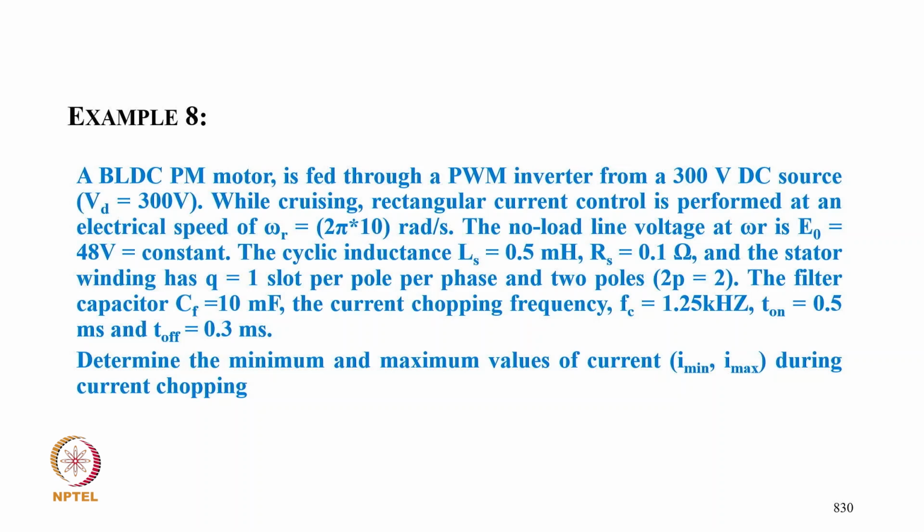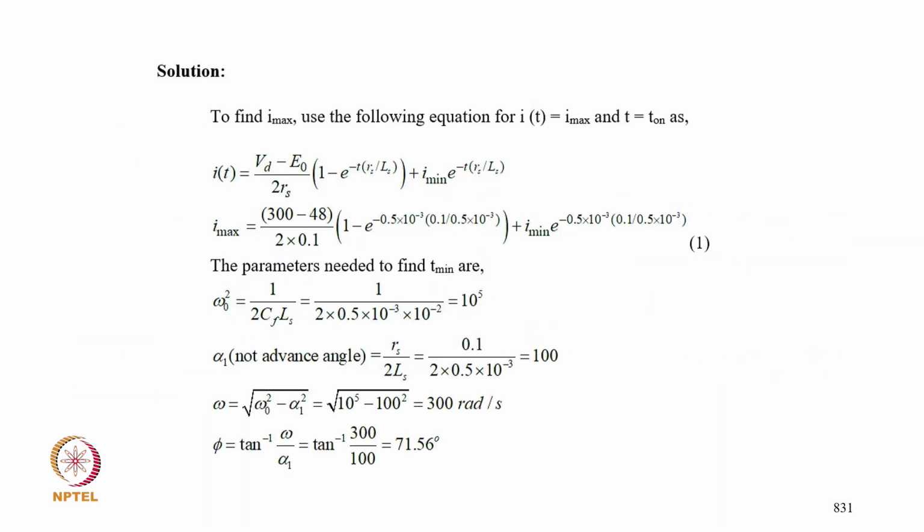The filter capacitor CF is 10 microfarad. The current chopping frequency is 1.25 kilohertz, T on equal to 0.5 millisecond, T off equal to 0.3 millisecond. Determine the minimum and maximum value of current, I minimum and I maximum, during current chopping.